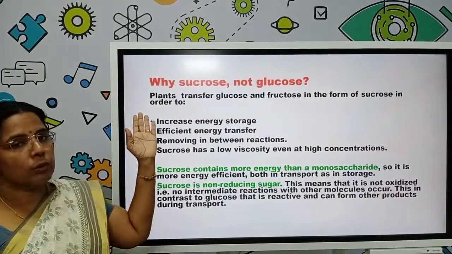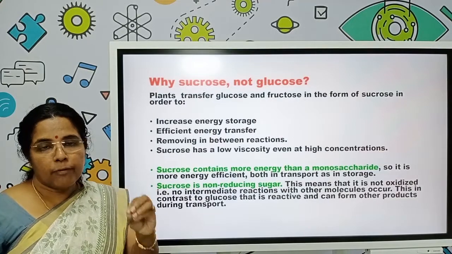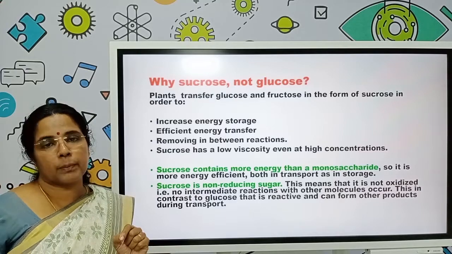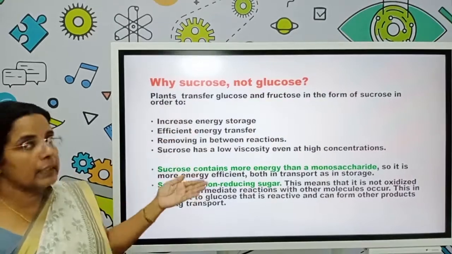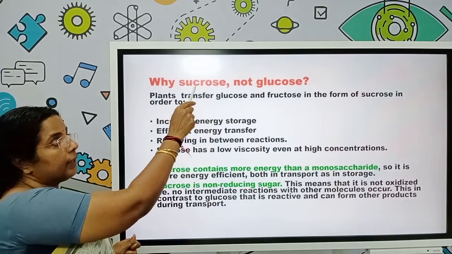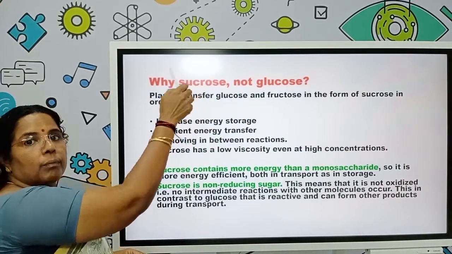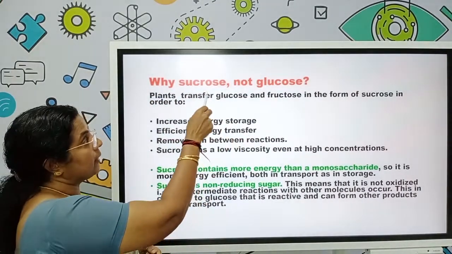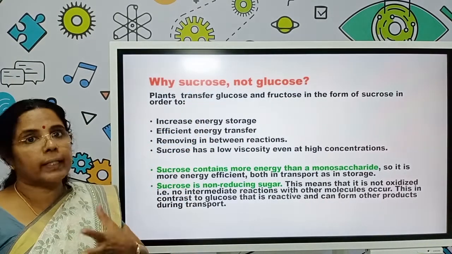So why is sucrose transported and not glucose? Usually by photosynthesis the plant will produce glucose. Then why is the plant not transporting glucose? Instead they are transporting sucrose. There are some reasons. One reason is increased energy storage. Sucrose is a disaccharide, whereas glucose is a monosaccharide, so sucrose can store more energy. And also efficient energy transfer, as it is a disaccharide and it can be moved from one place to another, so it carries more energy.